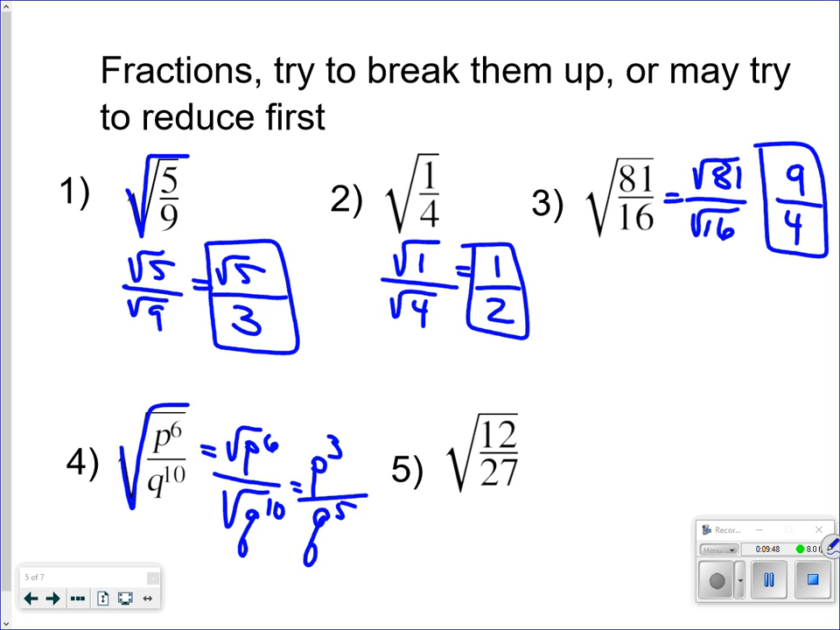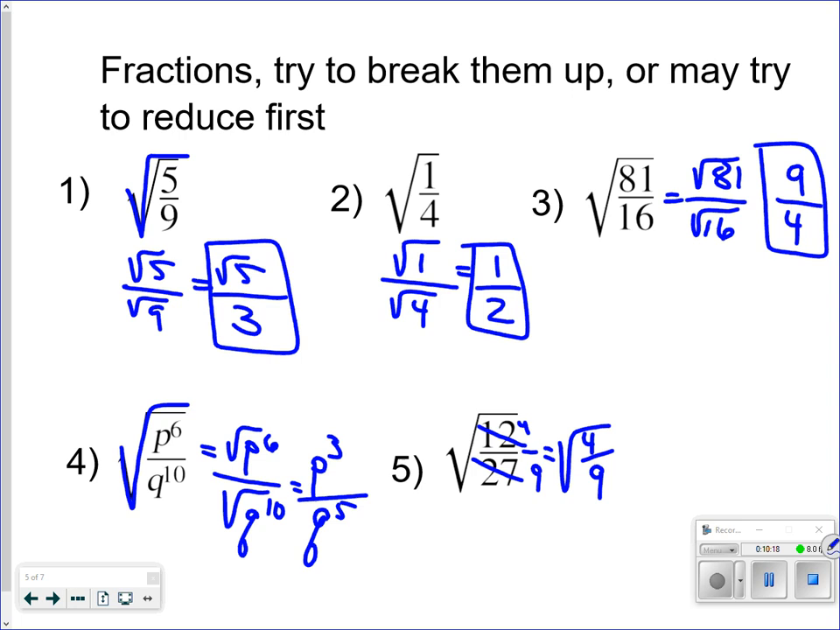Now, number 5. This one can actually reduce. Can you think of the number that goes into both 12 and 27? Biggest thing you could think of that goes into both 12 and 27. Yeah, it should only be 3, so let's reduce them both by 3. 3 goes into 12 4 times, and 3 goes into 27 9 times. So now what we have is the square root of 4 over 9.